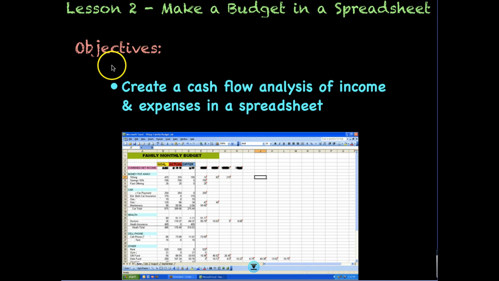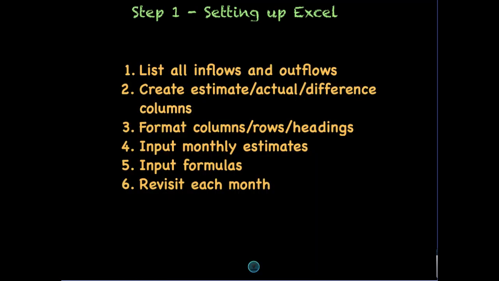What we're going to do is create a cash flow analysis. So a cash flow is cash coming in, cash coming out. And studies have shown that if you keep track of that, you're more likely to spend less and save more. So when you're setting up an Excel spreadsheet, a couple of things that I listed out here that are going to be important is you want to make a list of all your inflows and outflows that you are going to be expecting to have.